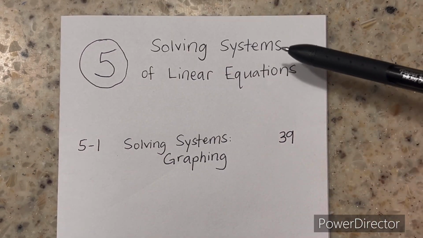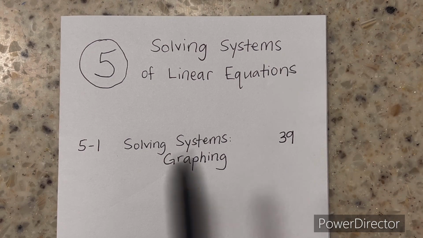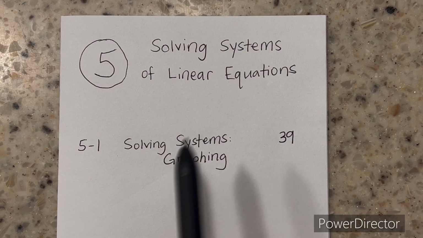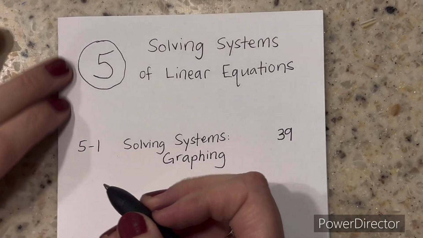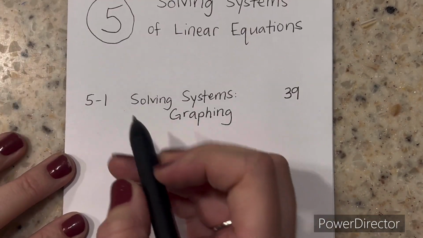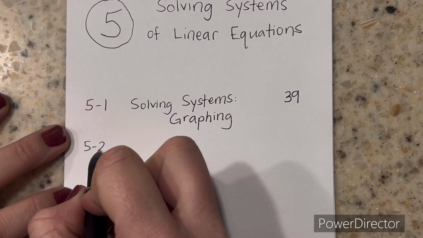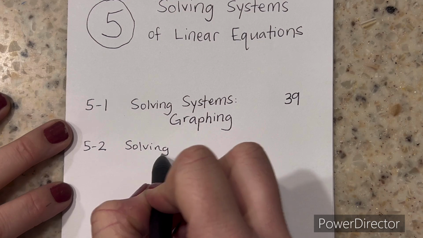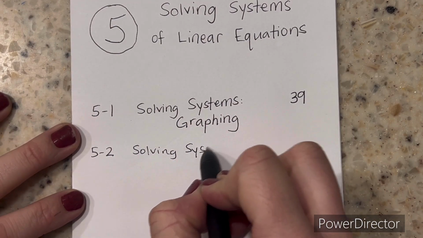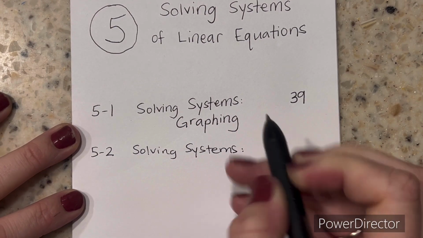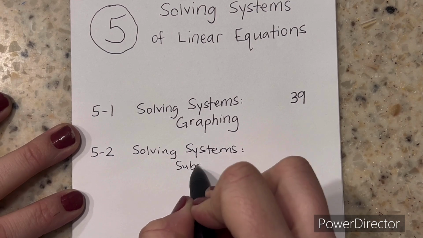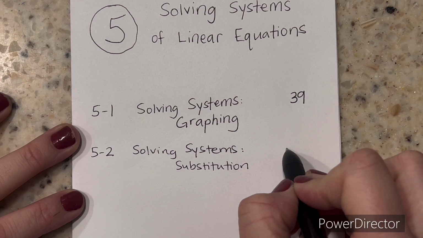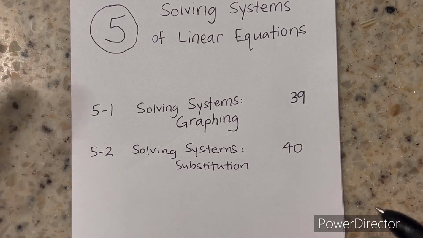So Unit 5, solving systems of linear equations. You guys did this one on Tuesday where you graph two lines and you look to see where they intersect. Today I'm going to show you the second way to solve systems. So in your spiral notebook, we're looking at 5.2, and we're just going to name this solving systems by substitution. And we're going to put this on page 40.